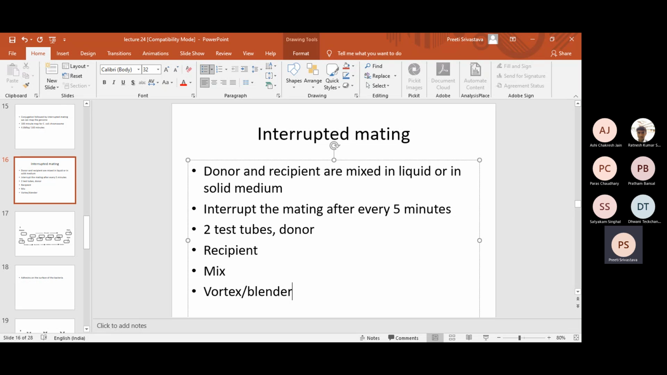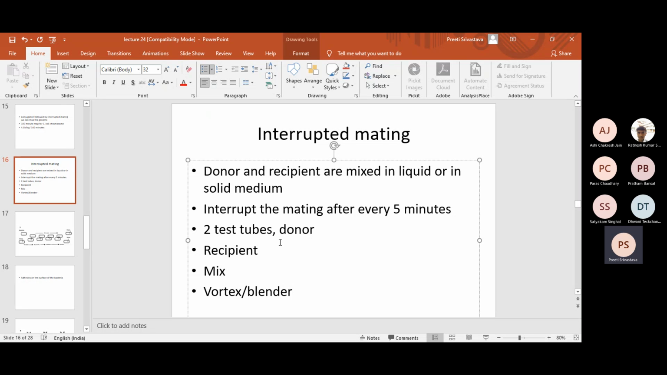That is how what people did was, after every 5 minutes you take an aliquot. You have two test tubes, one containing donor, one containing recipient. You take an aliquot of donor, take an aliquot of the recipient, mix it carefully, leave it aside for maybe 5 to 10 minutes, and then you start doing the sampling. So after 10 minutes, for example, you take an aliquot, put it in a vortexer or blender, and then separate it.